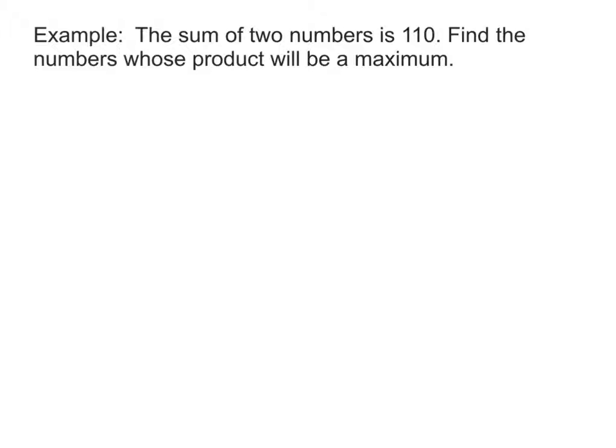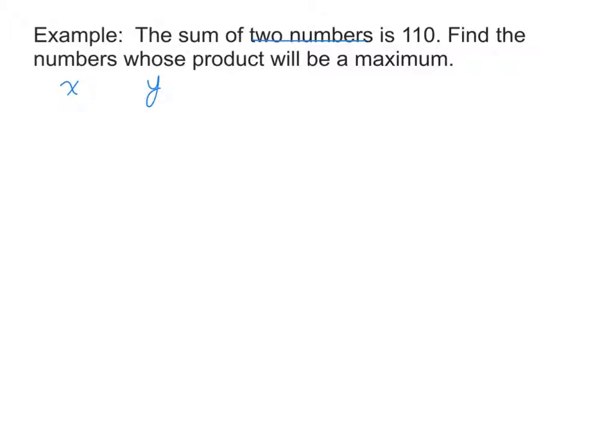Here's an example. The sum of two numbers is 110, and we want to find these two numbers whose product will be a maximum. So we're looking for two numbers. Let's just call those x and y. This is what we're trying to find, two numbers.